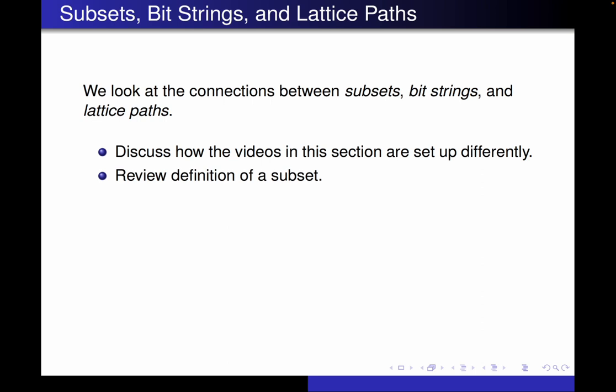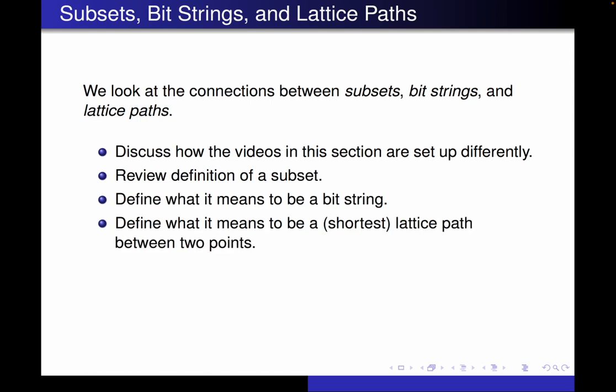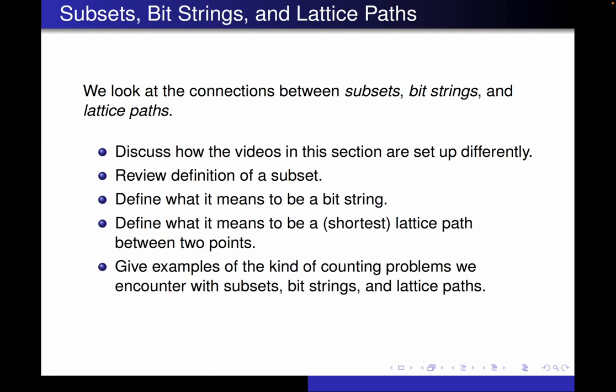We're going to review the definition of what a subset is back from section 0.3. We're going to define what it means to be a bit string and what it means to be a shortest lattice path between 2 points on the Cartesian plane. And then we're going to give examples of the kind of counting problems we encounter with each of these types of concepts.